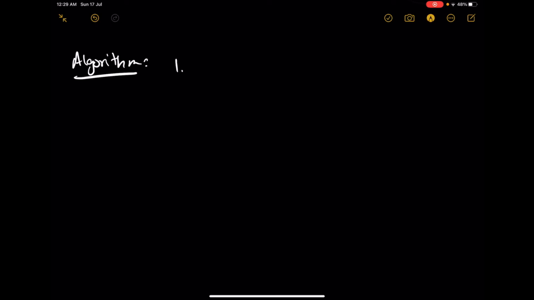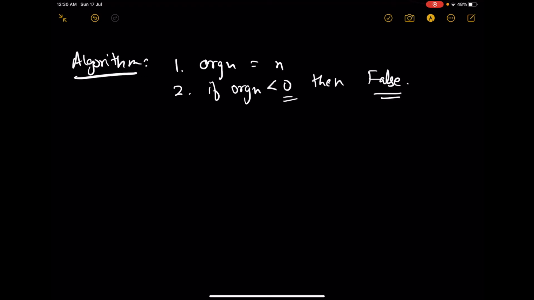So the first thing we need to do is make a variable orgn, right? And this is going to have the value of n, which is our input, right? Now, one of the cases that we have to check is if orgn is less than 0, then false, right? So if we have a negative number, then we know that it can't be a palindrome ever. So that is one thing.